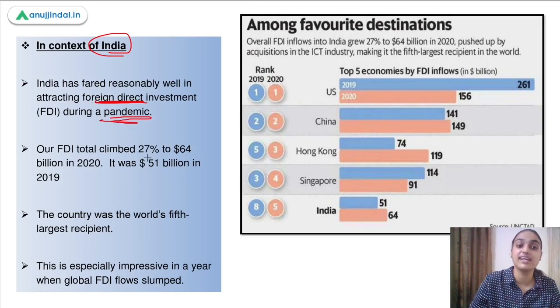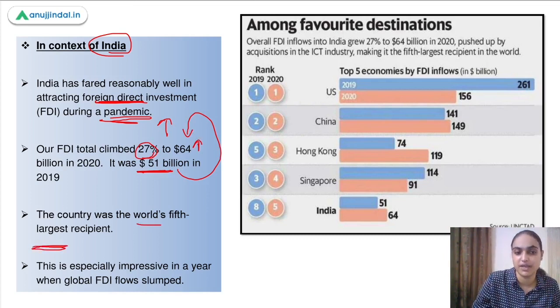Our FDI climbed 27%. Our FDI inflows have increased by 27%. Last year it was $51 billion. Now this year they have increased to $64 billion. And India has become the 5th largest recipient. This is especially impressive in a year where global FDIs have actually slumped.